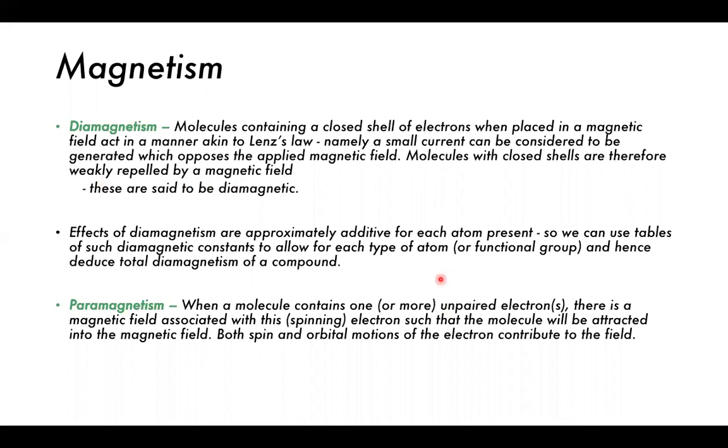Paramagnetism, on the other hand, is whenever we have a molecule containing one or more unpaired electrons, and there is a magnetic field associated with this spinning electron, such that the molecule will be attracted into the magnetic field, and both spin and orbital motions of the electron contribute to this field. In reality, paramagnetism is a great deal more influential and much stronger than diamagnetism.